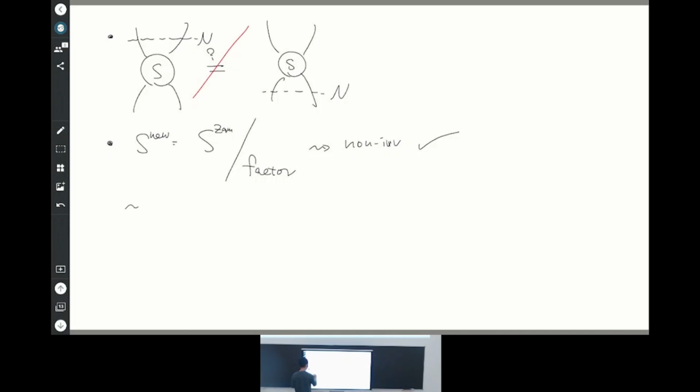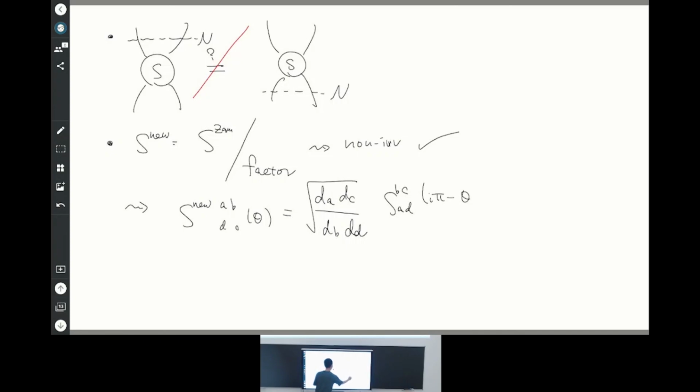However, of course, there is a reason why Zamolodchikov put that factor. And the reason is that otherwise the crossing symmetry is violated. And indeed, this is a price to pay. If you use this new S matrix, A, B, C, D, and theta, the crossing symmetry gets modified precisely by this factor. Okay?